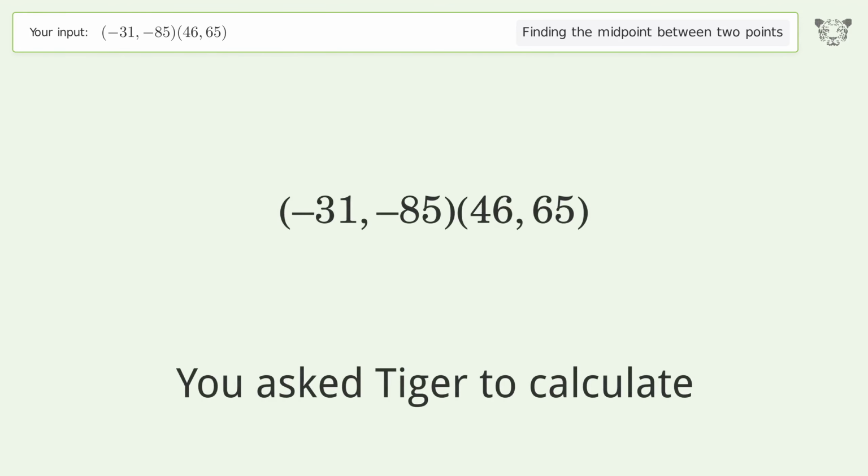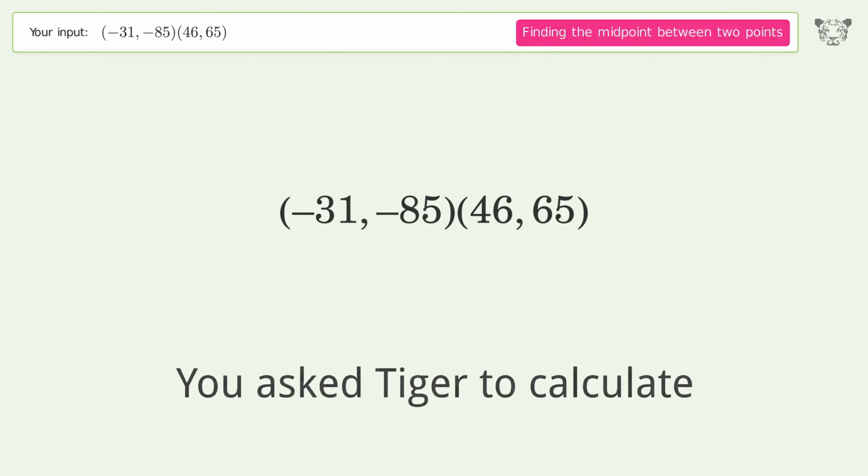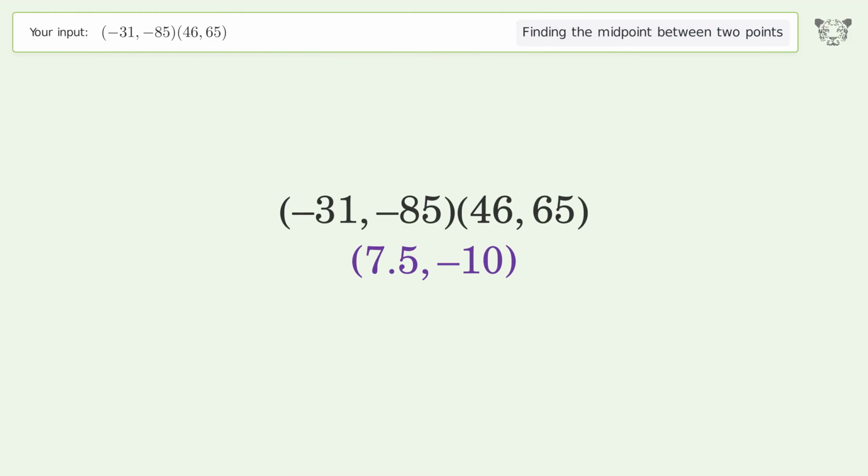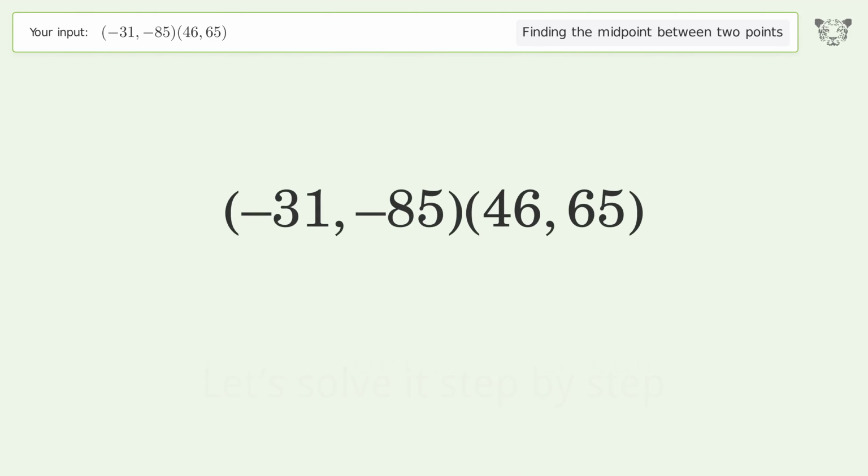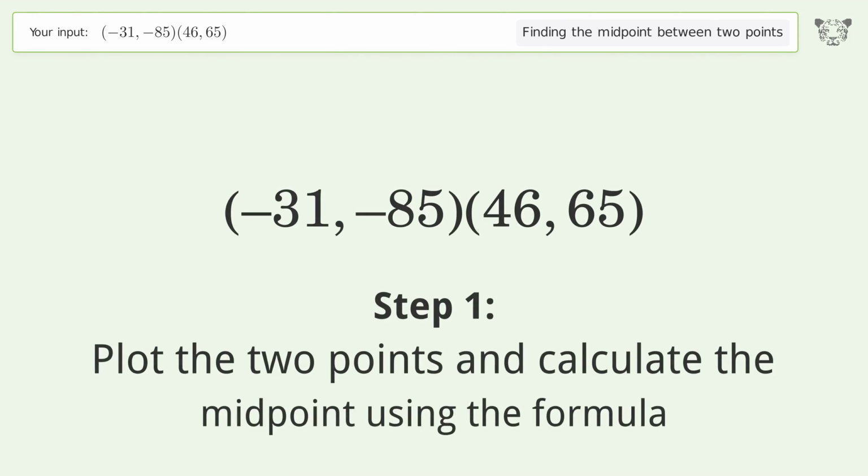You ask Tiger to calculate. This deals with finding the midpoint between 2 points. The midpoint between the 2 points is 7.5, -10. Let's solve it step by step. Plot the 2 points and calculate the midpoint using the formula.